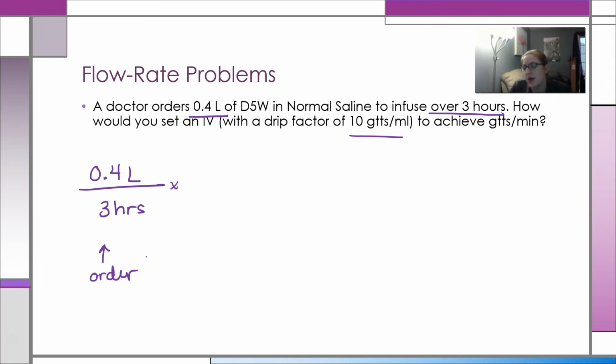So now we need to multiply by the drip factor. And the drip factor is 10 drops per milliliter. Now, right now we have liters on top. That's not going to work for us because we need to get milliliters. So let's say 1 liter is 1,000 milliliters. It is. It's one of the conversion factors you should know. I don't know why I said let's assume. It is. So now we have milliliters on top. So we can go ahead and multiply by our drip factor.